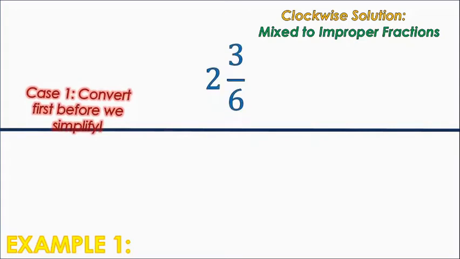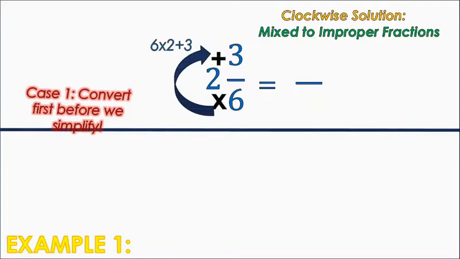So that's 2 and 3 over 6. Let's use that as our example. Doing the clockwise solution, that would be 6 times 2 plus 3, and that will give us 15 over, copy the same denominator, which is 6. Now, make sure that our fraction is always in simplest form or lowest term. So if we have 15 over 6, we simplify it by dividing both numerator and denominator by 3. 15 by 3 gives us 5 and 6 by 3 gives us 2. Therefore, the simplified form is 5 over 2.